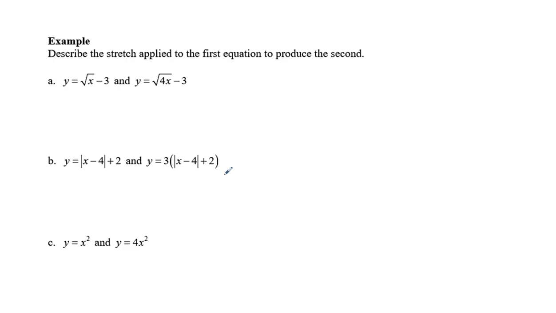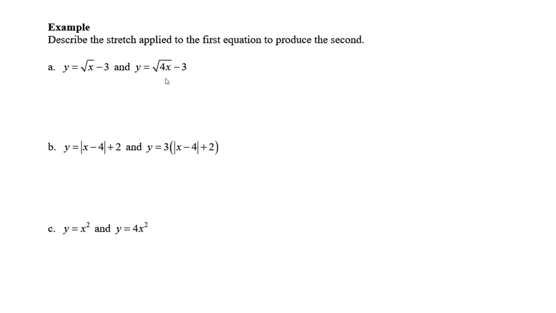All right, describe the stretch. Okay, got a radical function here. Going to look more at this in chapter 2. Oh, look at that b value. Oh, that b value is a 4. That's a horizontal stretch. Did this thing become 4 times wider? No. It actually became 1/4 as wide, because the horizontal stretch is going to be the reciprocal of b.